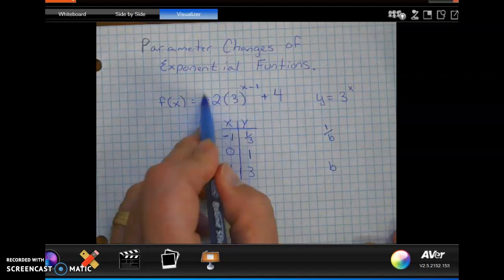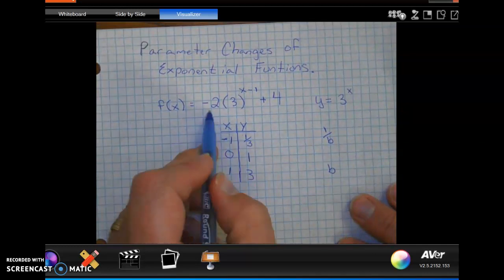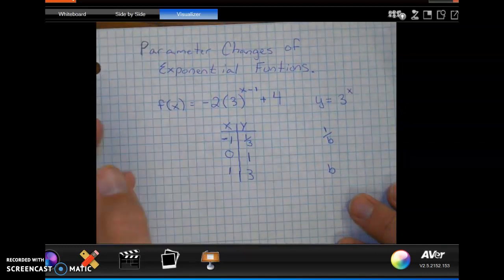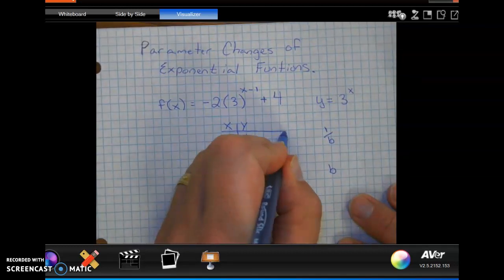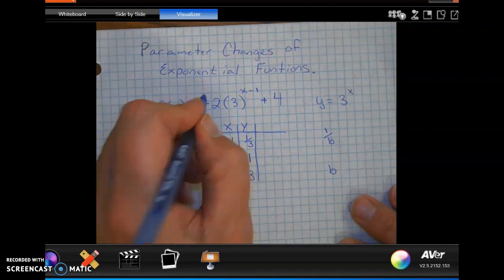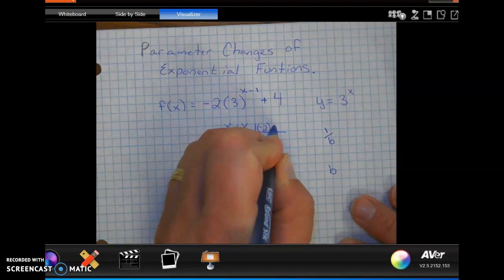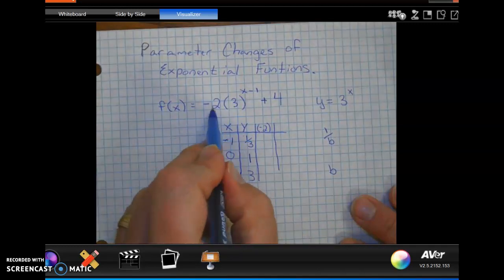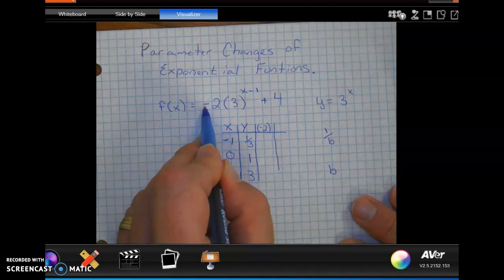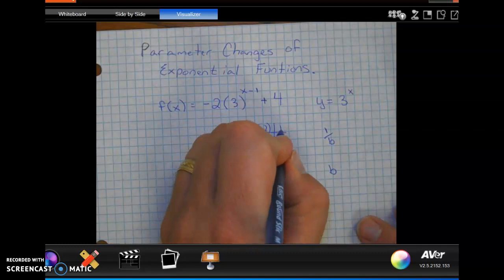Now, to get our transformed table, we're going to have to do the transformations. So let's start off with the y. So the first thing we notice here is we're multiplying by -2. So we're going to multiply. I'm going to use parentheses to signify multiplication, because that is a vertical stretch with a reflection over the x-axis. So both of these are going to be affecting the y-coordinate. And the +4 will also affect the y-coordinate.